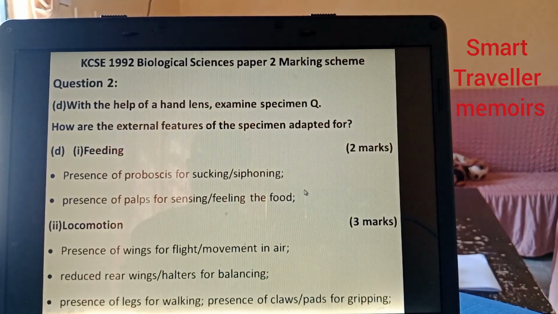With the aid of a hand lens, examine specimen Q. How are the external features of the specimen adapted for feeding? Presence of proboscis for sucking or siphoning. Presence of palps for sensing the food. Locomotion: presence of wings for flight, movement in the air. Reduced hind wings or halteres for balancing. Presence of legs for walking. Presence of claws or pads for gripping.